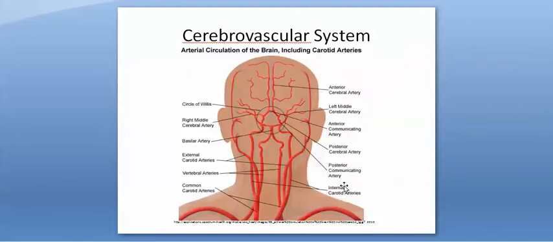Right, so here's another picture of it. So here is our common carotid, here, vertebral, and then you'll see that the common carotids branch off into the internal, follow it up, and the external carotid artery. Now the internal is going to be the primary artery that we're interested in, because it helps form the circle of Willis, which is right here.